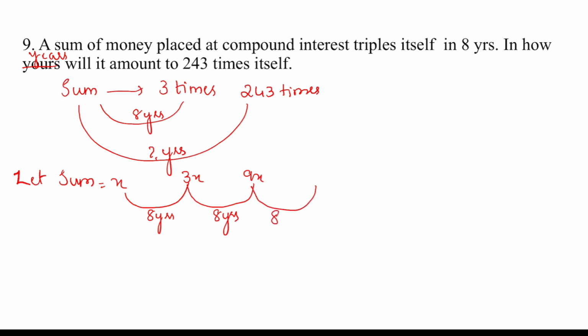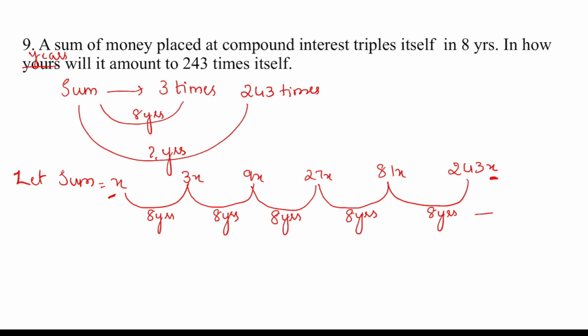Again after 8 years it becomes triple, 9 3s are 27x. Then again after 8 years it becomes 3 times, that is 27 3s are 81x. Again after 8 years it becomes 3 times, 81 into 3 is 243x. So from x we reached 243x, means it became 243 times, isn't it?